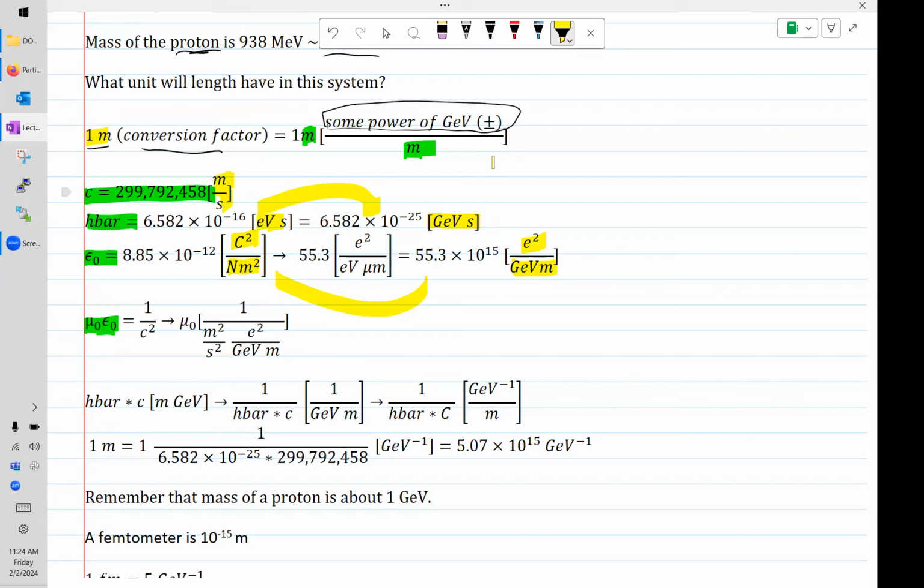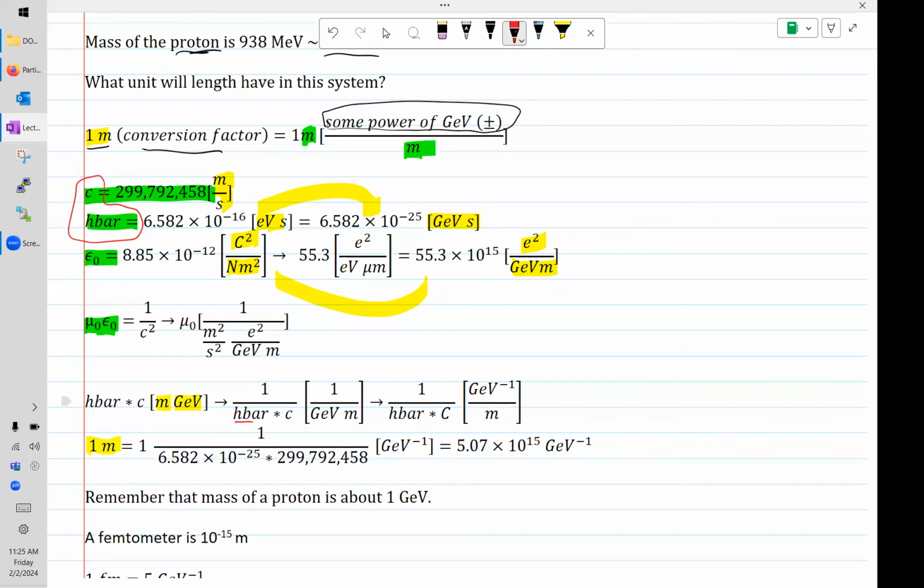The speed of light has a meter in it. The problem is that if I divide 1 meter by the speed of light, I end up with a unit of 1 over second in the denominator, so I have to get rid of that. What we want is something that has a unit of meters times giga electron volts. If you scrounge around and combine these two together, if you multiply them, what do we get?